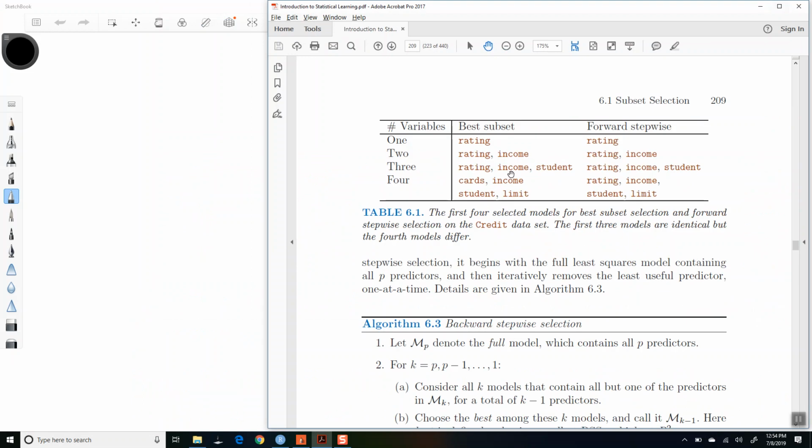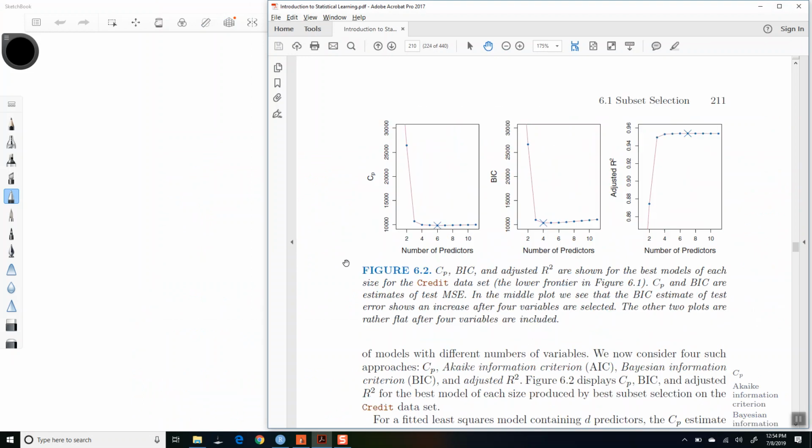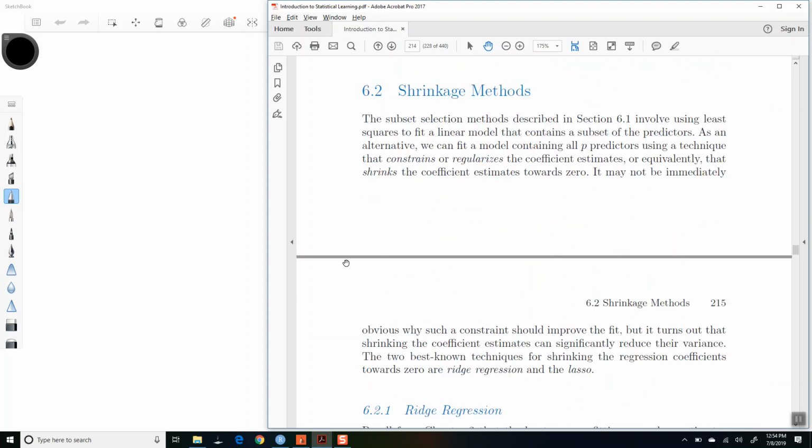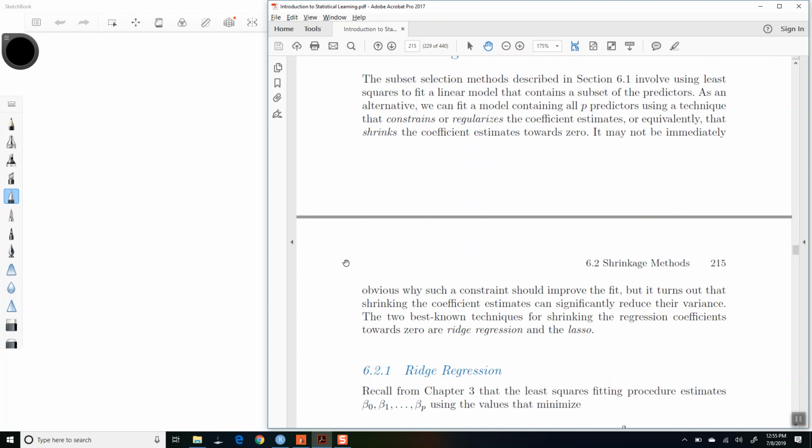So yeah, what you thought was important in the past may not be as important as you had always believed in the future. Life lessons from forward stepwise selection. Okay. Yes?